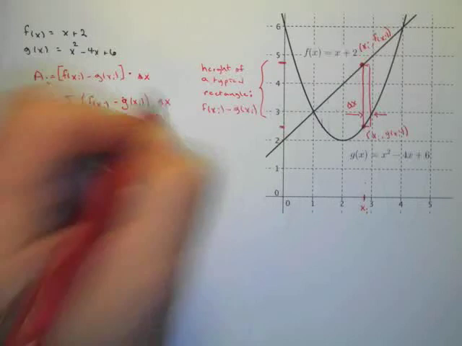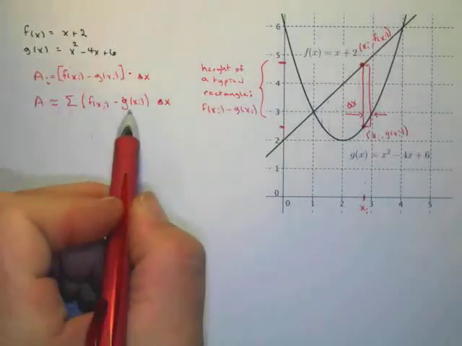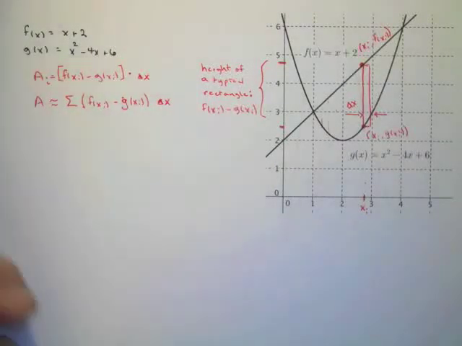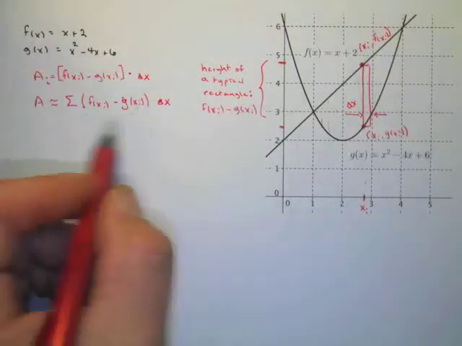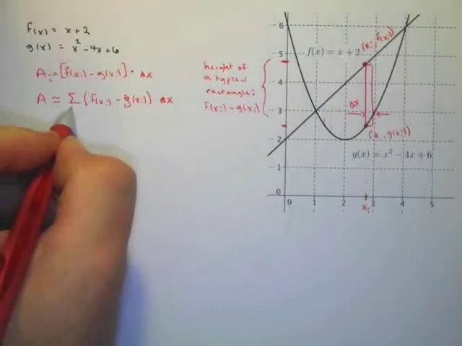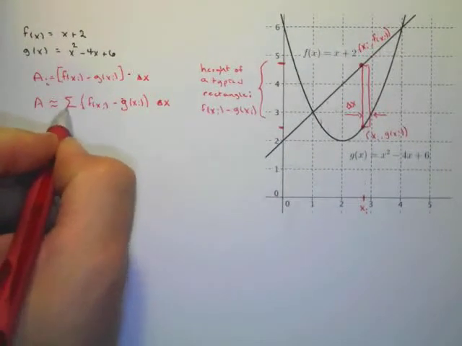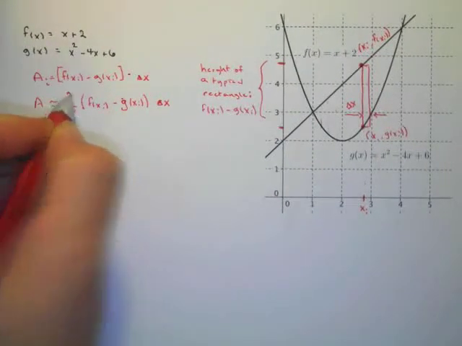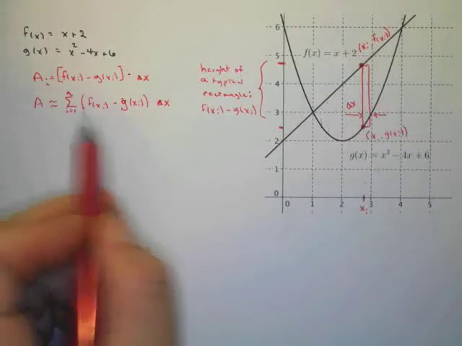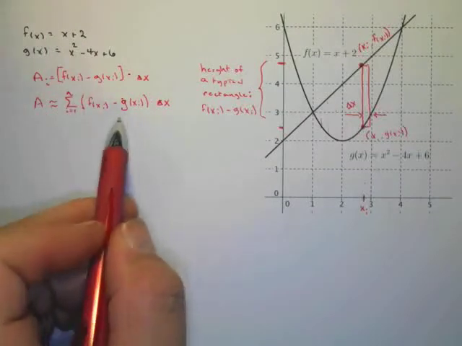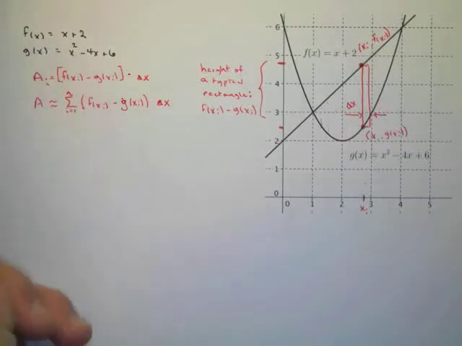Be the sum of f of x sub i minus g of x sub i times delta x. And this could be a left sum or a right sum or some other sum. We'll make it a right sum, so we'll let i vary from 1 to n. And we know if we take the limit of this Riemann sum as n increases without bound, this sum becomes a definite integral. So we'll write that next.